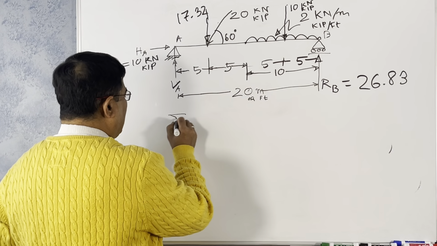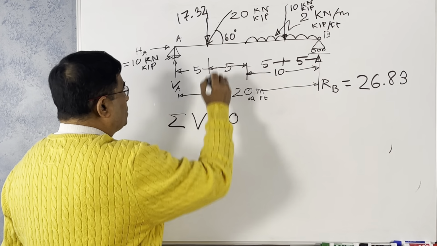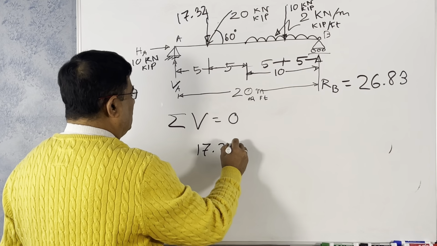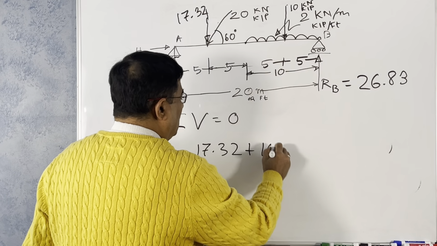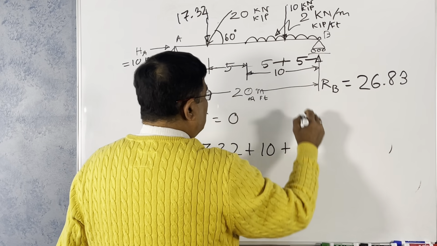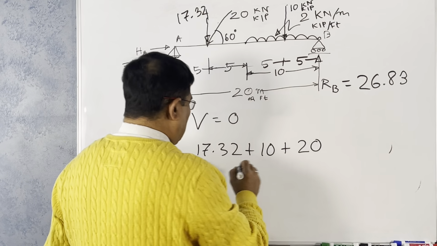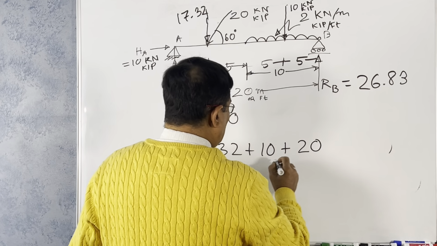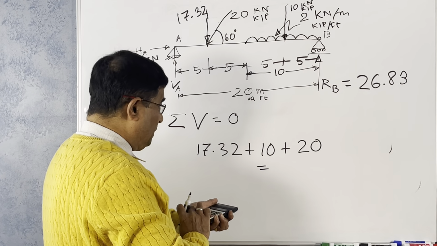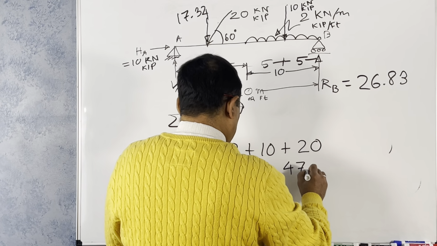For VA, we have to take help of the third equilibrium equation, summation of vertical force is equal to 0. So what is the total force there? All downward: 17.32 plus 10, then plus 2 times 10 is 20, right? So all together, all this vertical downward force equals 17.32 plus 10 plus 20, 47.32.